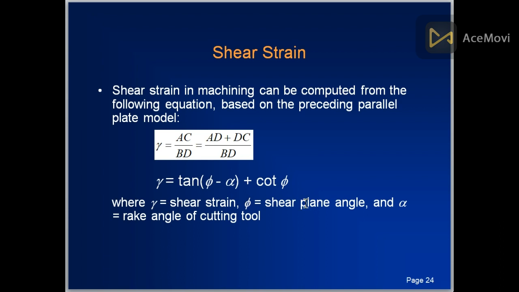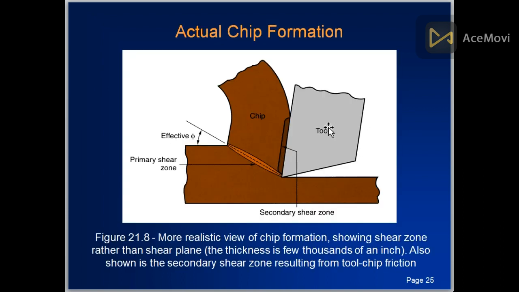These are the terminologies named. This is actual chip formation. The tool is moving here. This is the secondary shear zone, where there can be some shearing planes. This is the chip. This is the effective angle. This is the primary shear zone, and the secondary shear zone.